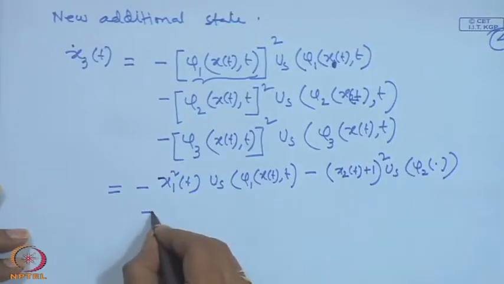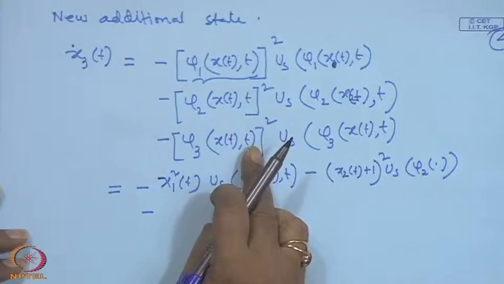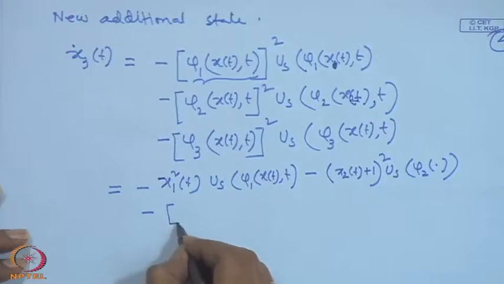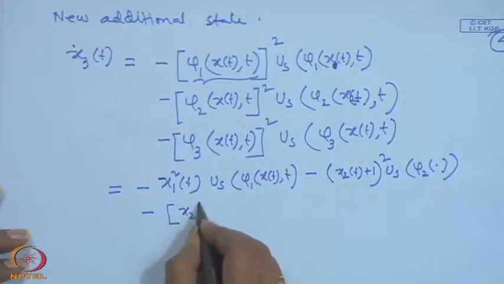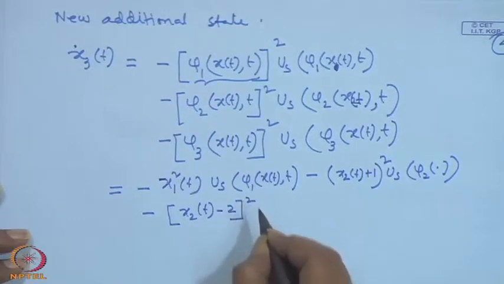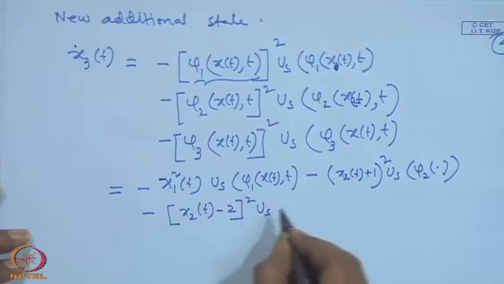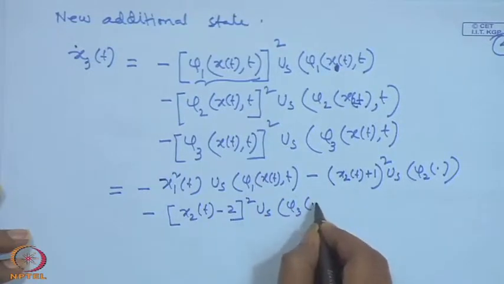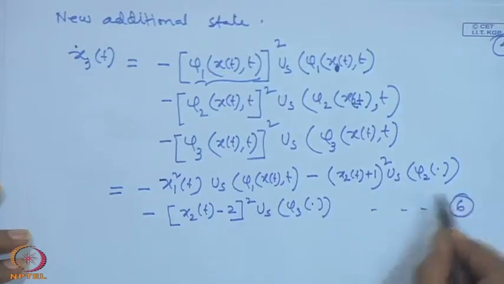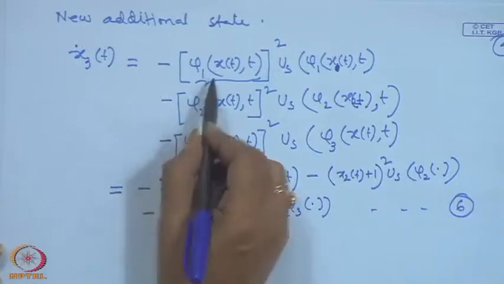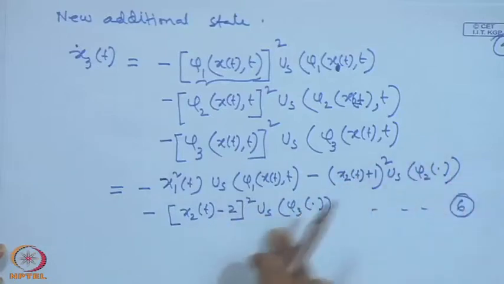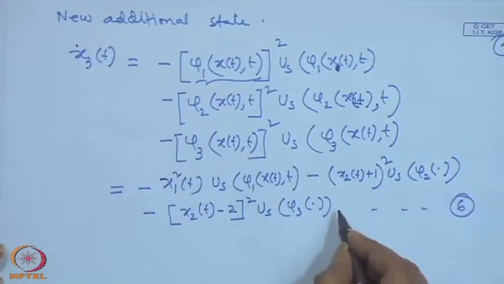Then the third one is this, x 2 minus 2 value, so x 2 minus 2 whole square u s psi 3 of 3. Let us call this equation number 6. Agree? So we have written the constraint values here and squared them, and all these things turn out to be like this.